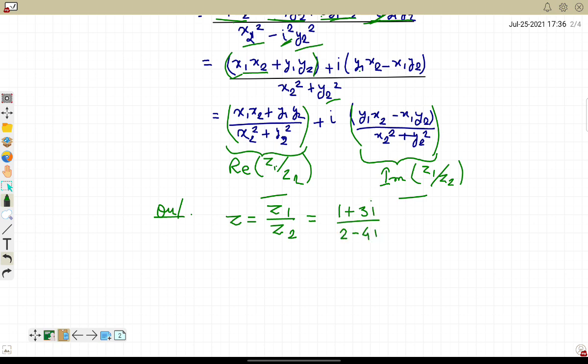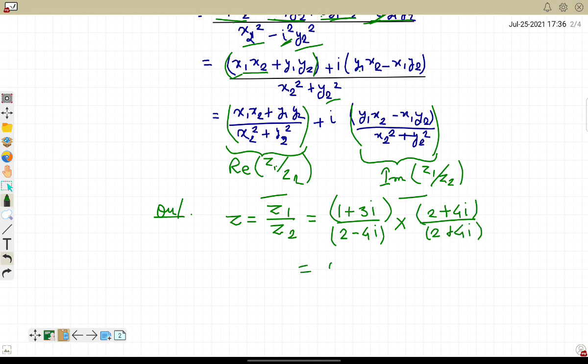So what we need to do, first we need to remove the iota from the denominator. So we need to rationalize this value. We can rationalize this value by multiplying by 2 plus 4 iota and again dividing by 2 plus 4 iota. So try to find the complete value.